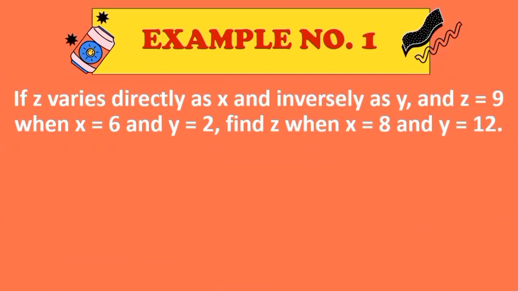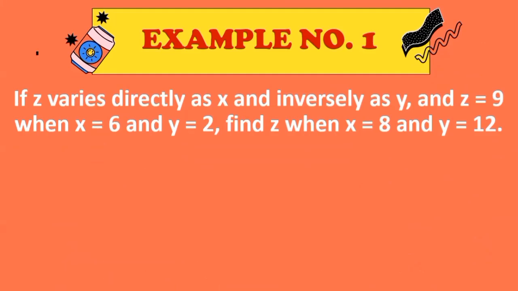So, let us have our first example. z varies directly as x and inversely as y, and z equals 9 when x equals 6 and y equals 2. Find z when x is 8 and y is 12.